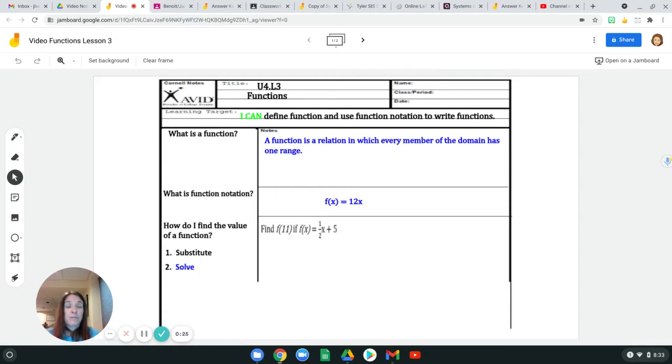Remember, this is a video, so you can pause at any time to write down what you need and rewind if you've missed something. All right, what is a function? A function is a relation in which every member of the domain has one range. So we talked about identifying functions, and there's the definition again.